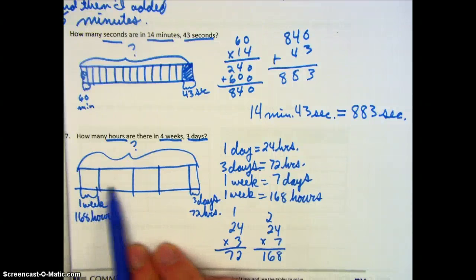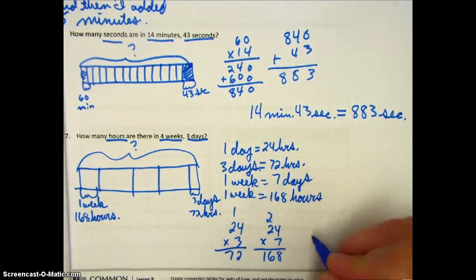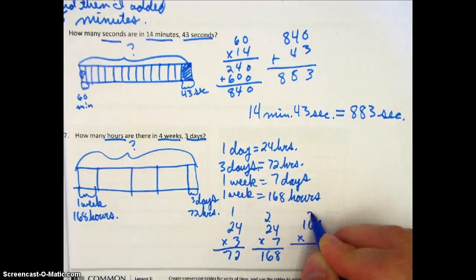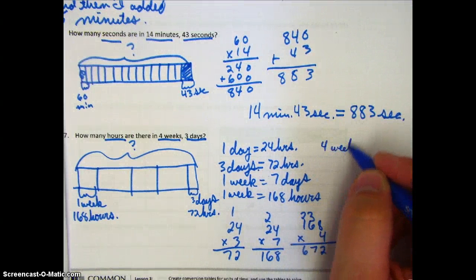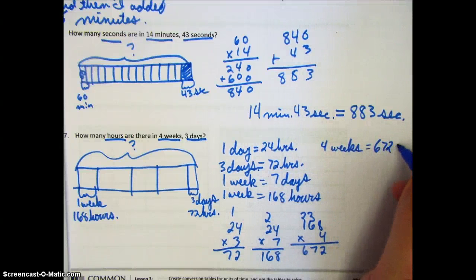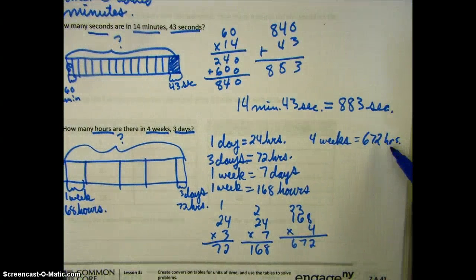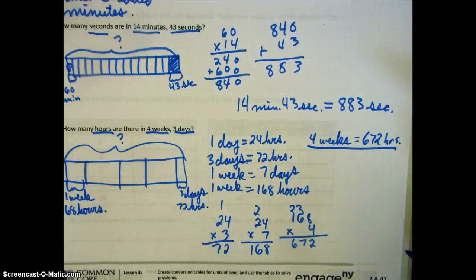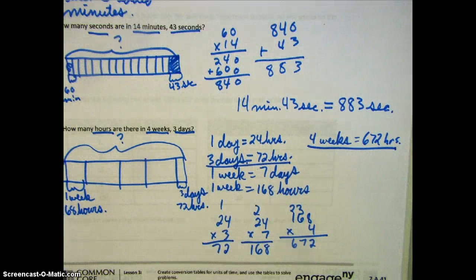So now, looking at our tape diagram here, now we know that we have our 4 weeks, and each of those weeks is 168. Okay, so now we have 168 hours times our 4 weeks. Okay, so that means in 4 weeks, okay, there's 672 hours. Okay, so we're getting there. Okay, so now we have our 672 hours. So we have this for our 4 weeks. And over here we have our 3 days is 72 hours. So now we add those up.